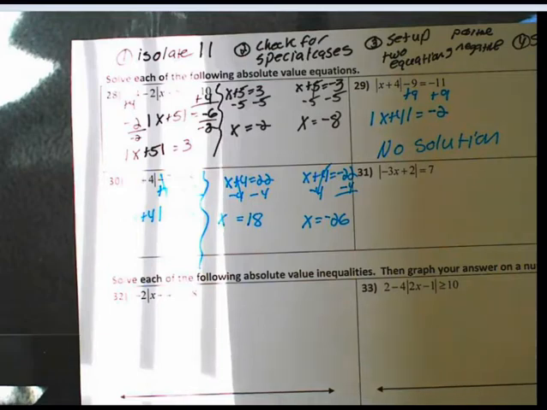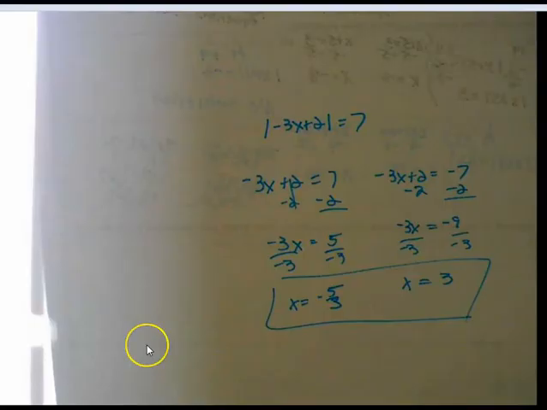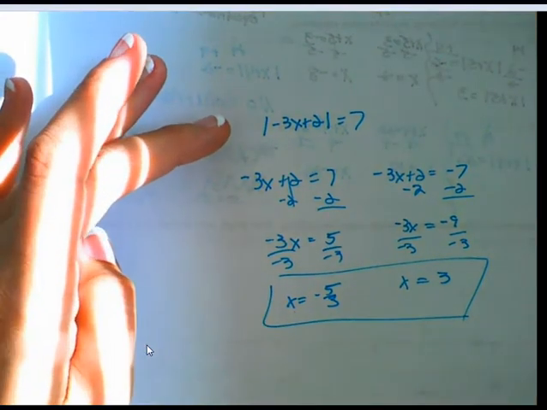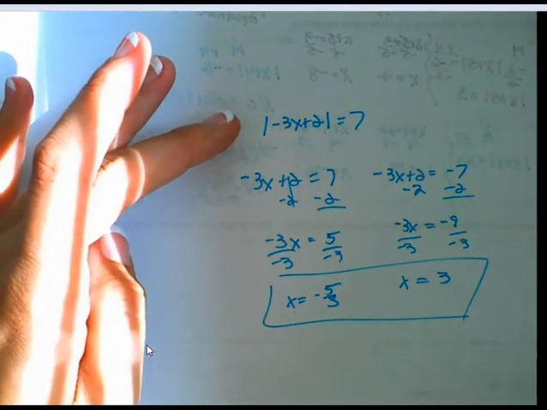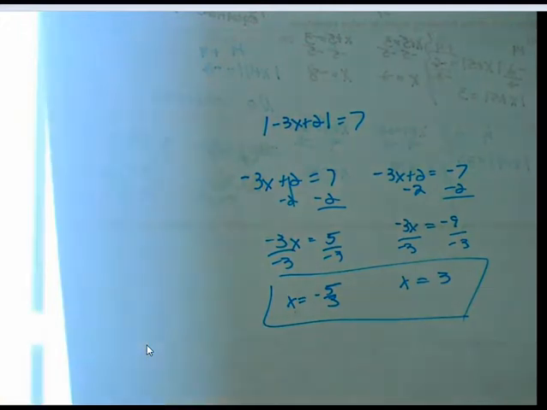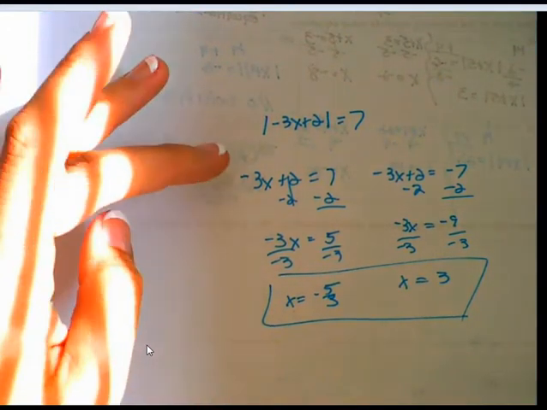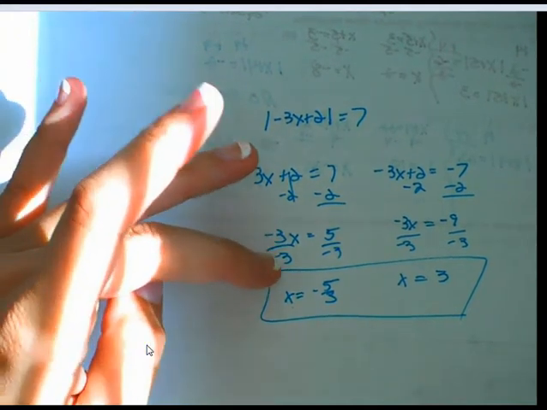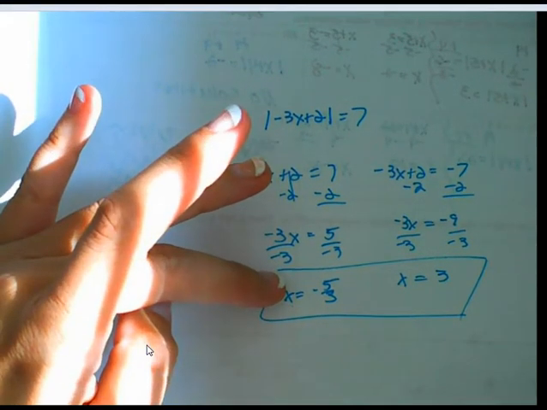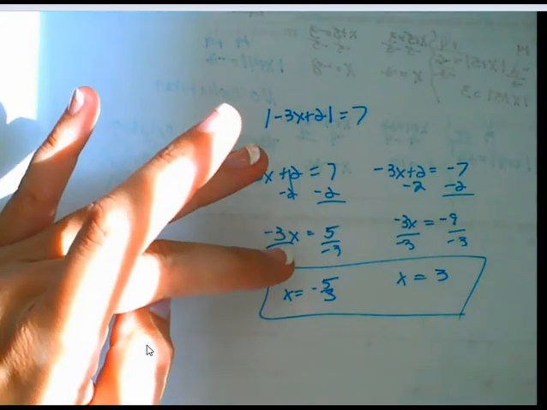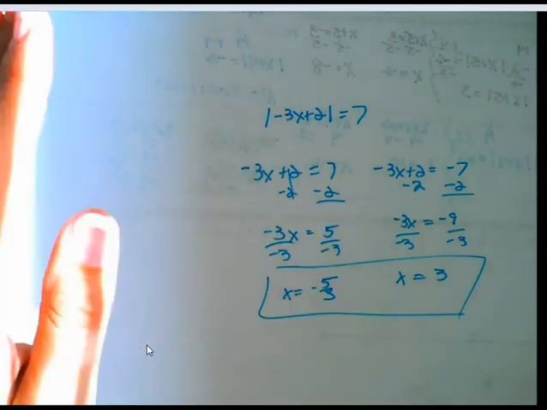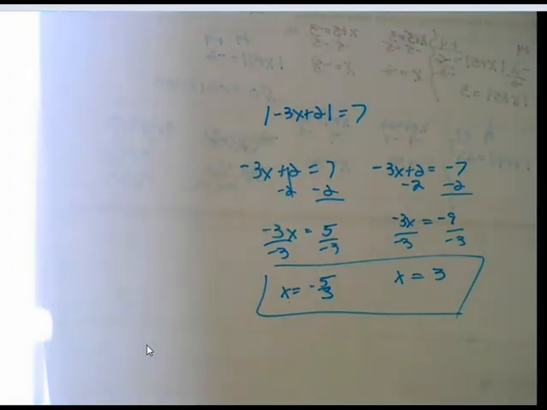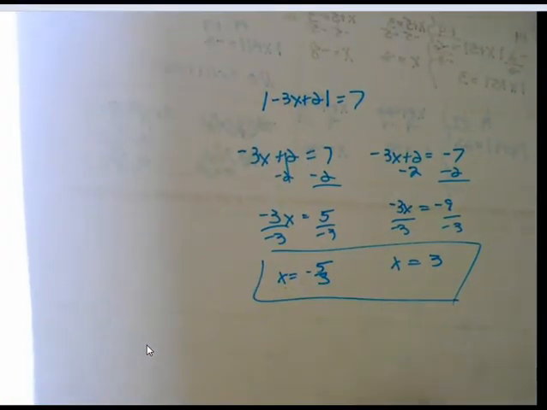Okay, let's go on to the last one, 31. Number 31 I wrote on the back because I needed some more room. So there's nothing that needs to be isolated. This is not a special case. So we're going to set up our two equations. Then we're going to solve. And then our answer should be x equals negative 5 over 3, x equals 3. It's fine that it's a fraction. Don't feel like you've done something wrong just because it's a fraction. All right, let's go on to the next group.